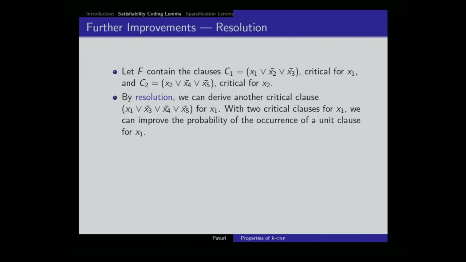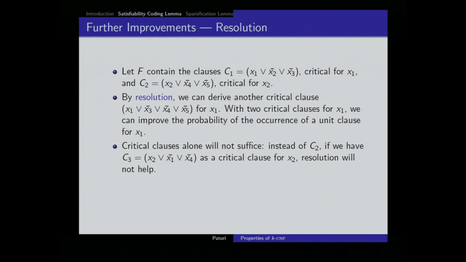And now if we compute the probability of x1 appearing as the last variable in a random permutation for the first critical clause or the resolved one, the probability will be more than 1/3. So once again, we can improve. But again, there's no guarantee that we'll have such nice critical clauses that will help us resolve to get another critical clause. Okay. So for example, things may go bad. We may get unlucky. The critical clause for x2 might have x1 complement in it. Then we can't resolve them, so we got stuck.